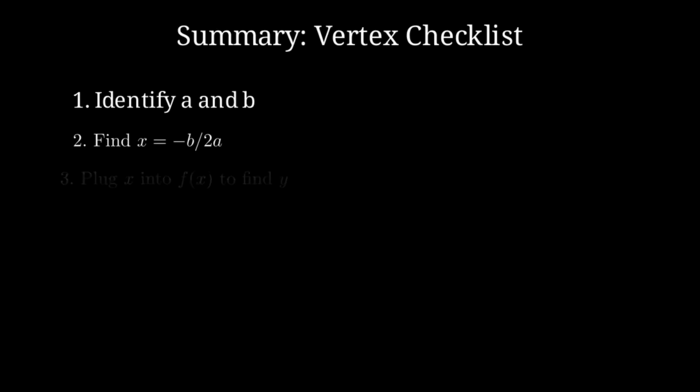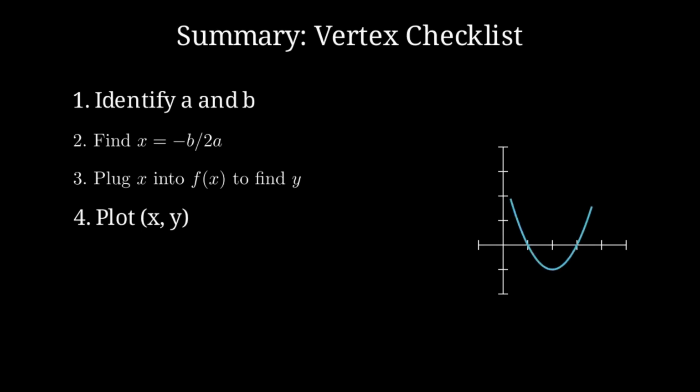To summarize, always identify your coefficients first, use the symmetry formula to find the x-coordinate, and then evaluate the function to find the y-coordinate. This process works for every quadratic function.